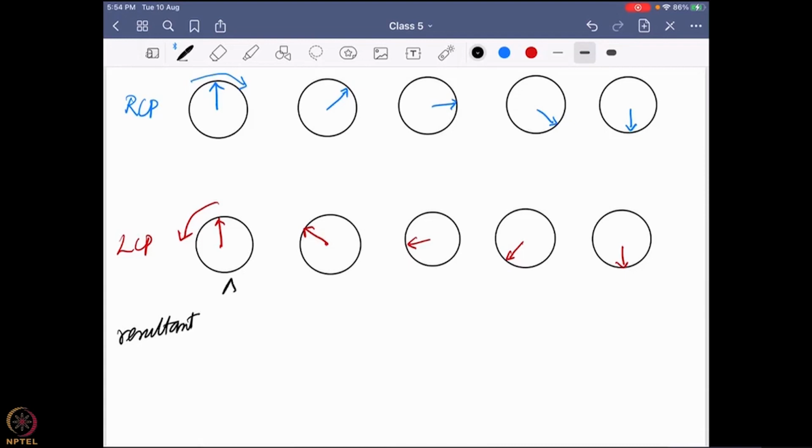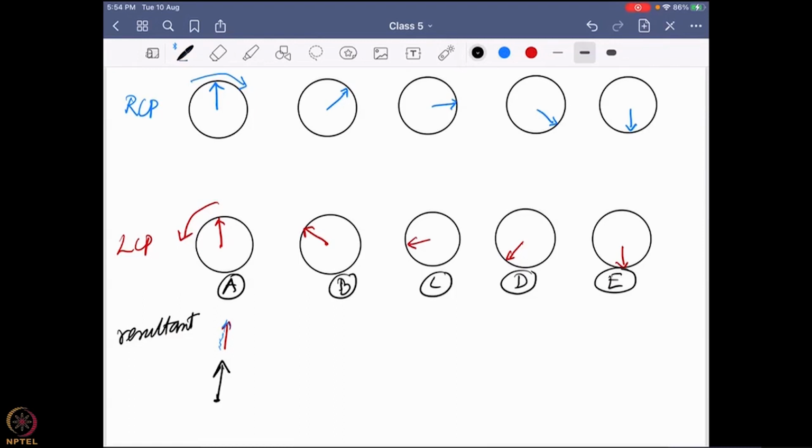So I am going to take the resultant in these 5 points, A, B, C, D, E, and see how it looks. So at the first point, the blue and the red one will be exactly on top of each other. So this is the red one, this is the blue one, exactly on top of each other. So the resultant will be like this, in the same direction.